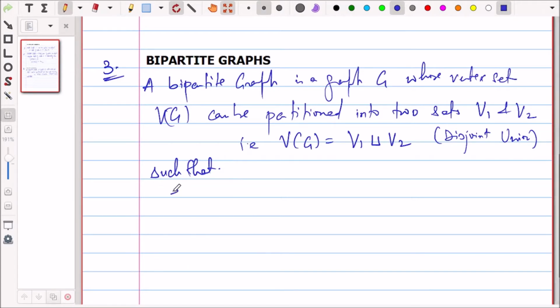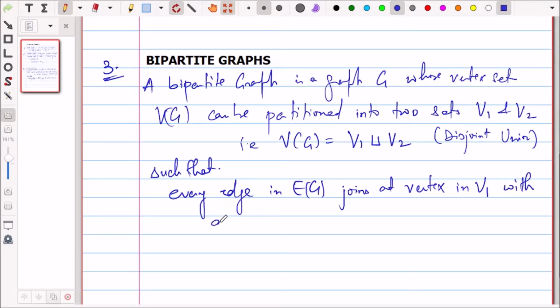Every edge in E(G) joins a vertex in V1 with a vertex in V2. So basically क्या है कि कोई भी edge होगा तो उसका एक end point will lie in V1 and another end point will lie in V2.